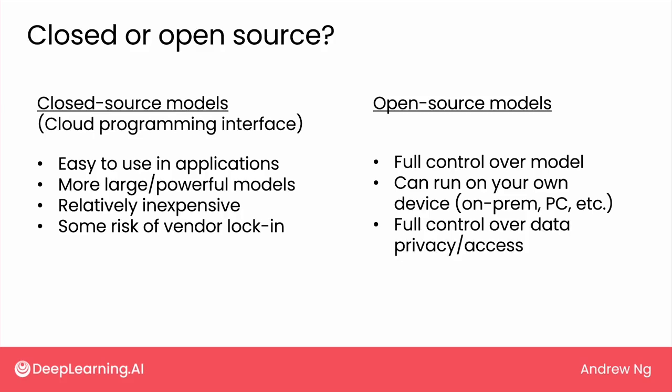And using an open source model might also let you build an application in a way that retains full control over data privacy and data access. For example, I was recently working on an application using electronic health records. And because of patient privacy, we just could not upload the patient records to a cloud provider. And so for that project, my team used an open source model that we ran on our own computers because we had to do that to guarantee privacy of the patient data.